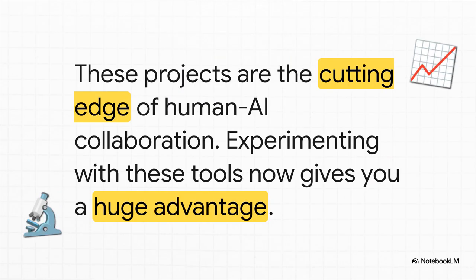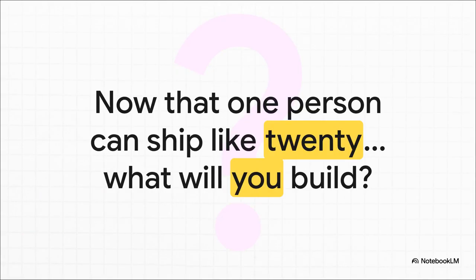These projects represent the true cutting edge of human-AI collaboration. They are systems, they are frameworks, they're teams of agents that can amplify your abilities in ways we are just beginning to understand. Experimenting with these tools now is what gives you a massive advantage over everyone else. Which, of course, brings us right back to our opening question. But now I'm going to pose it to you. Now that the tools exist for one person to have the output of a team of 20, what will you build?